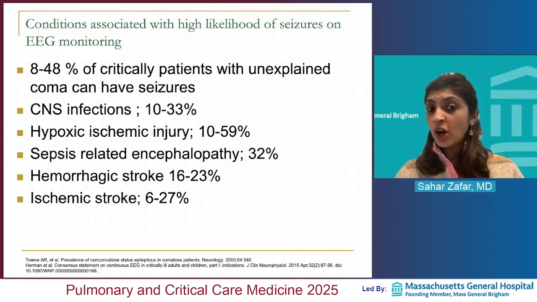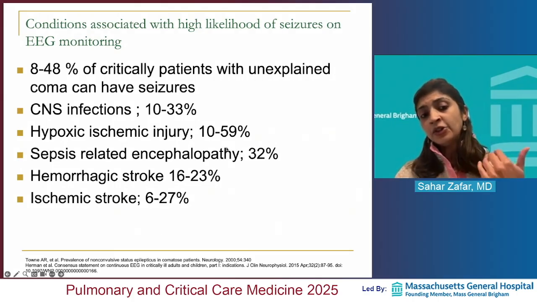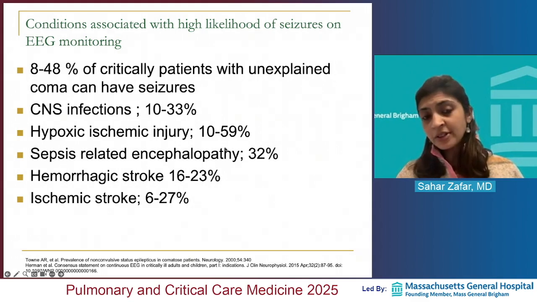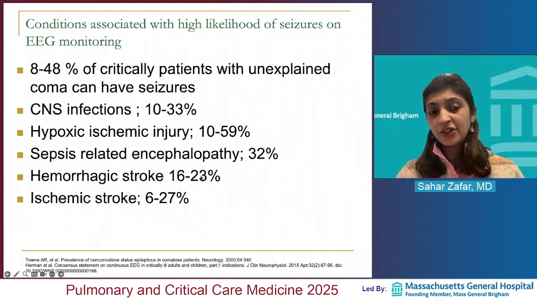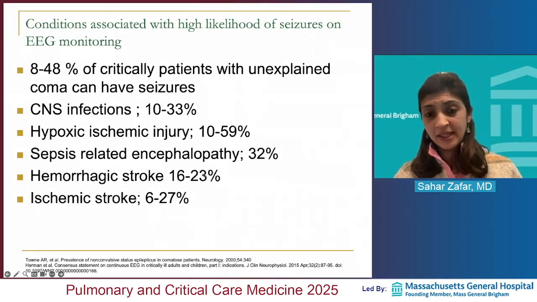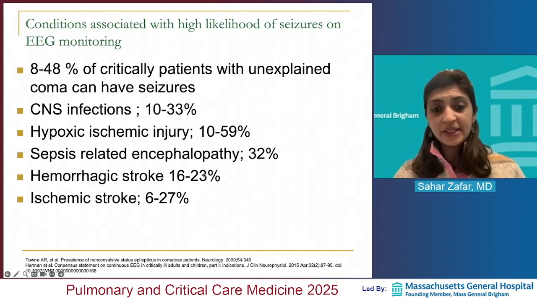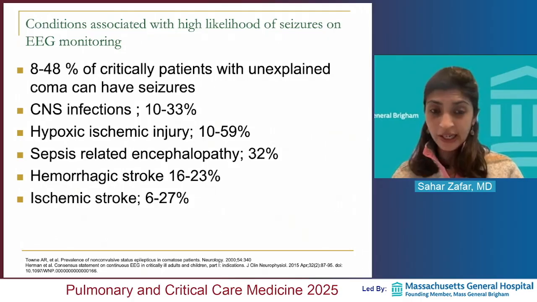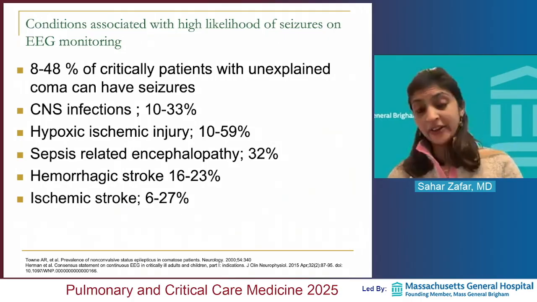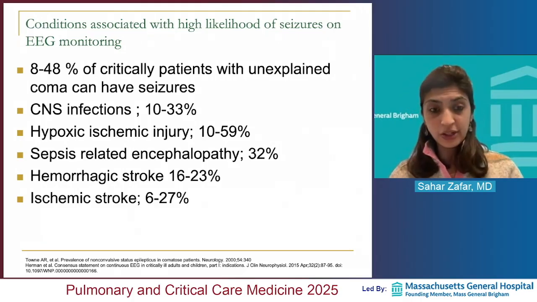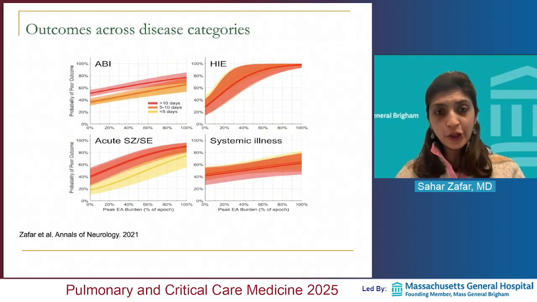Seizures are not uncommon. They're actually seen fairly frequently in patients that are critically ill and comatose. And these are some of the most common etiologies for the CNS: trauma, hemorrhagic stroke, and infections. And then sepsis-related encephalopathy. There's a growing body of literature that patients with sepsis and sepsis-related encephalopathy also have a high risk for seizures. So consider monitoring those patients, especially if you can't find any other clear etiology for their altered mental status, or if they have a history of prior brain injury or prior structural abnormalities.